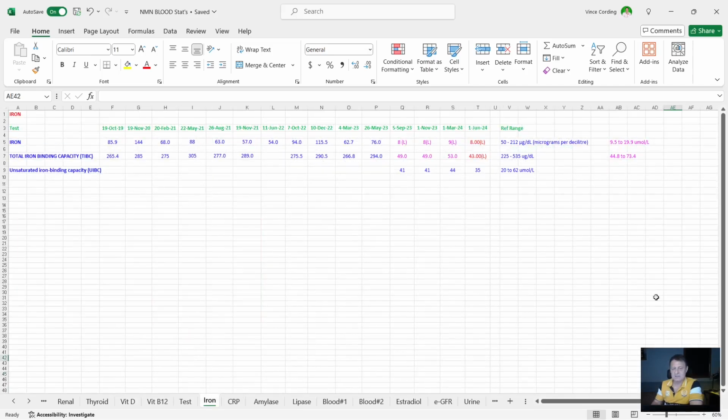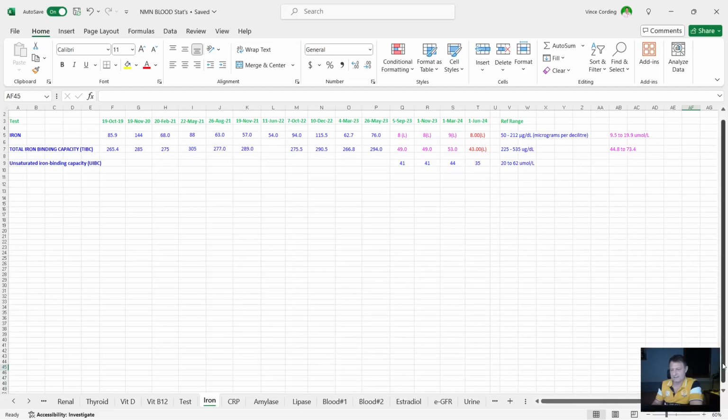Iron, you can see here that my iron and my total iron binding capacity are now both low. My iron has been low for the last 12 months, which is when I got here in the Philippines. So something in my diet has changed, although I can't think what it is to drop the iron down that much.